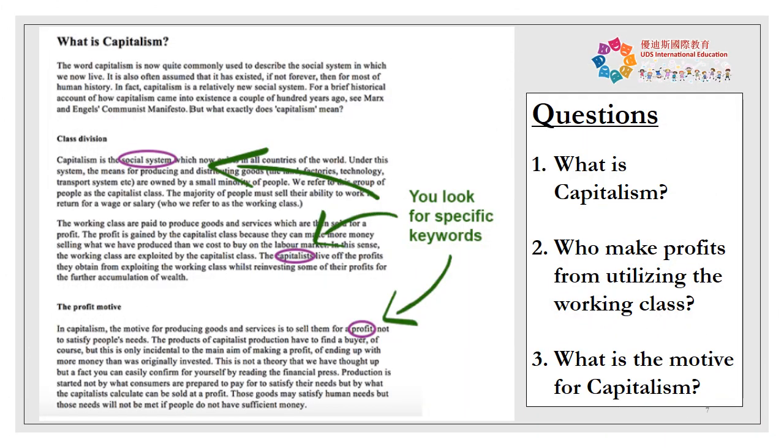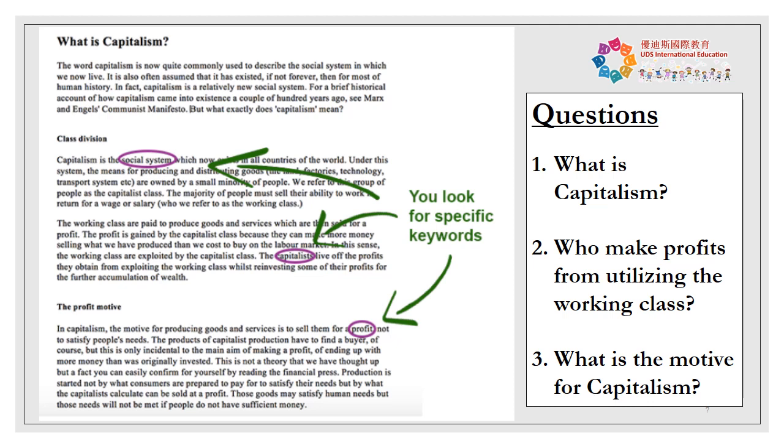Okay, so this is still the same essay about what is capitalism. Altogether, there are several paragraphs. Okay, the questions are: number one, what is capitalism? Number two, who makes profits from utilizing the working class? Okay, what's the motive for capitalism?